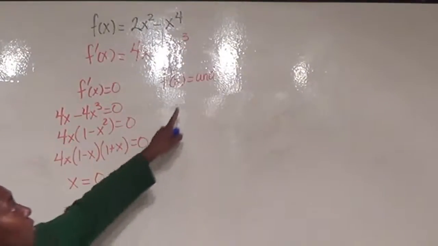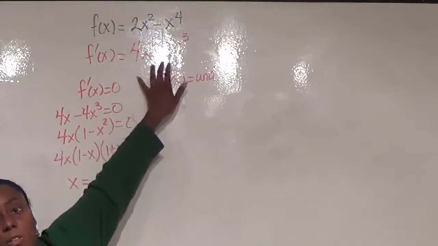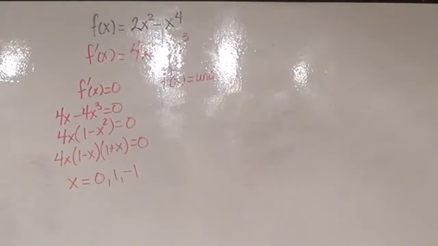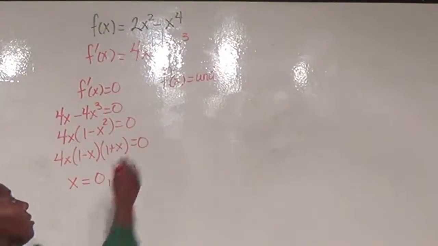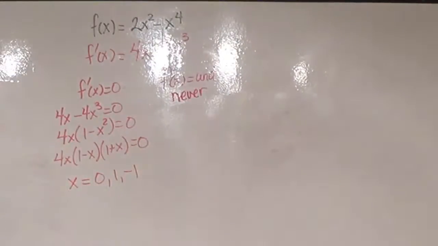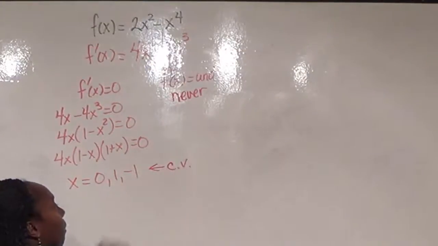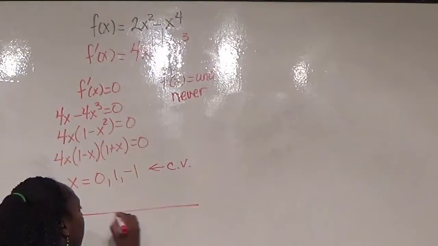Okay. For the other side, where is f prime undefined? Well, in this case, f prime is polynomial, so we know the domain is all real numbers. So in this case, this is never going to be undefined. So now, my critical values, I want to take and I want to put them on a number line.